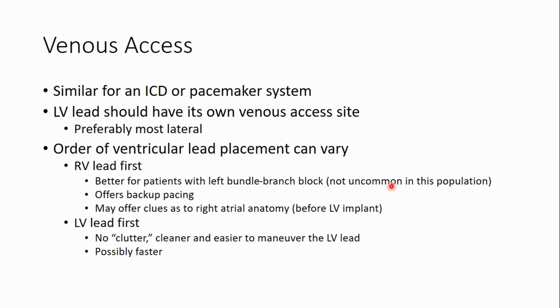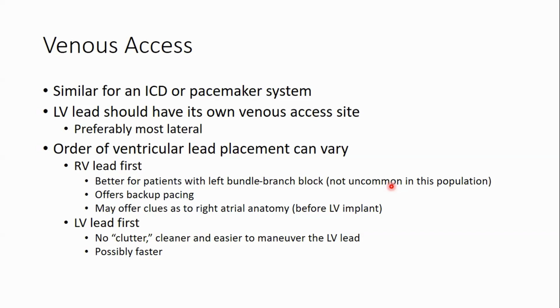But ideally, an LV lead should have its own venous access site. There's some practice among colleagues where you get one puncture and then you use that one puncture to put in multiple wires. And that is usually discouraged for an LV lead because when you are moving the technology, you can easily displace the other leads. Also, the delivery technology is quite bulky. So ideally, get its own access point, and ideally it should be lateral and away from the RA and RV punctures.